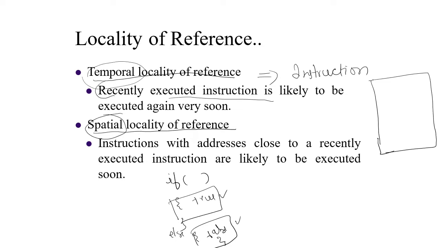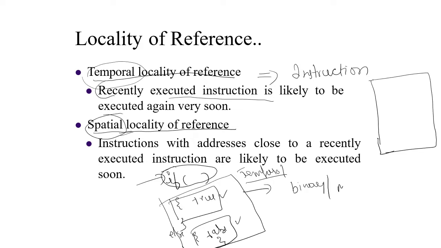If we consider the if as temporal, that means this is the instruction that is being executed repeatedly, which comes under temporal. Now there are more chances that the next set of instructions executes after it. When you compile and convert it into binary or machine code, it goes and sits in the memory location.